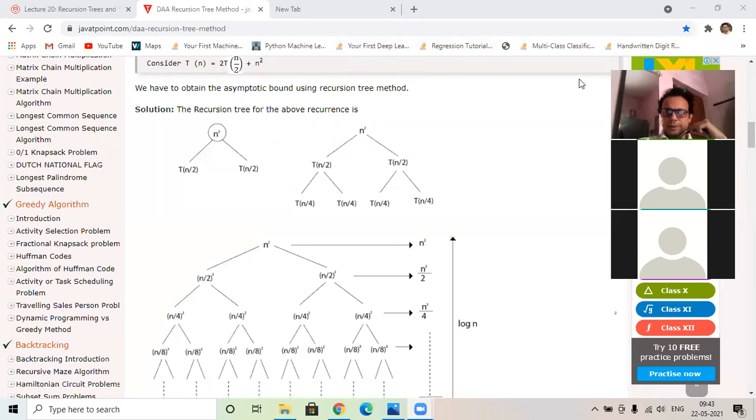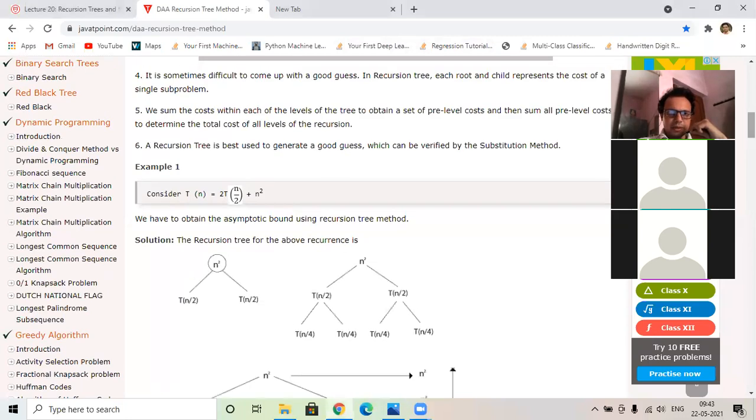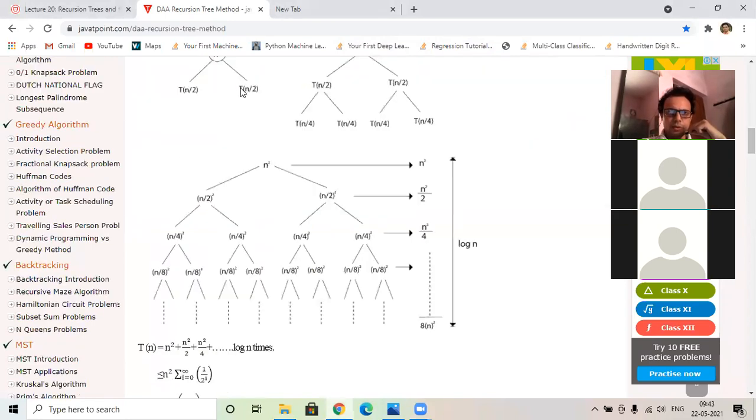Connection was lost, so again I am repeating. Instead of n, you assume that it is n by 2. So if it is n by 2, it will be n by 2 whole square. That is written here: n by 2 whole square. And the other Tn by 2 is there, so yes, it will be n by 2 whole square also. Understood or not?